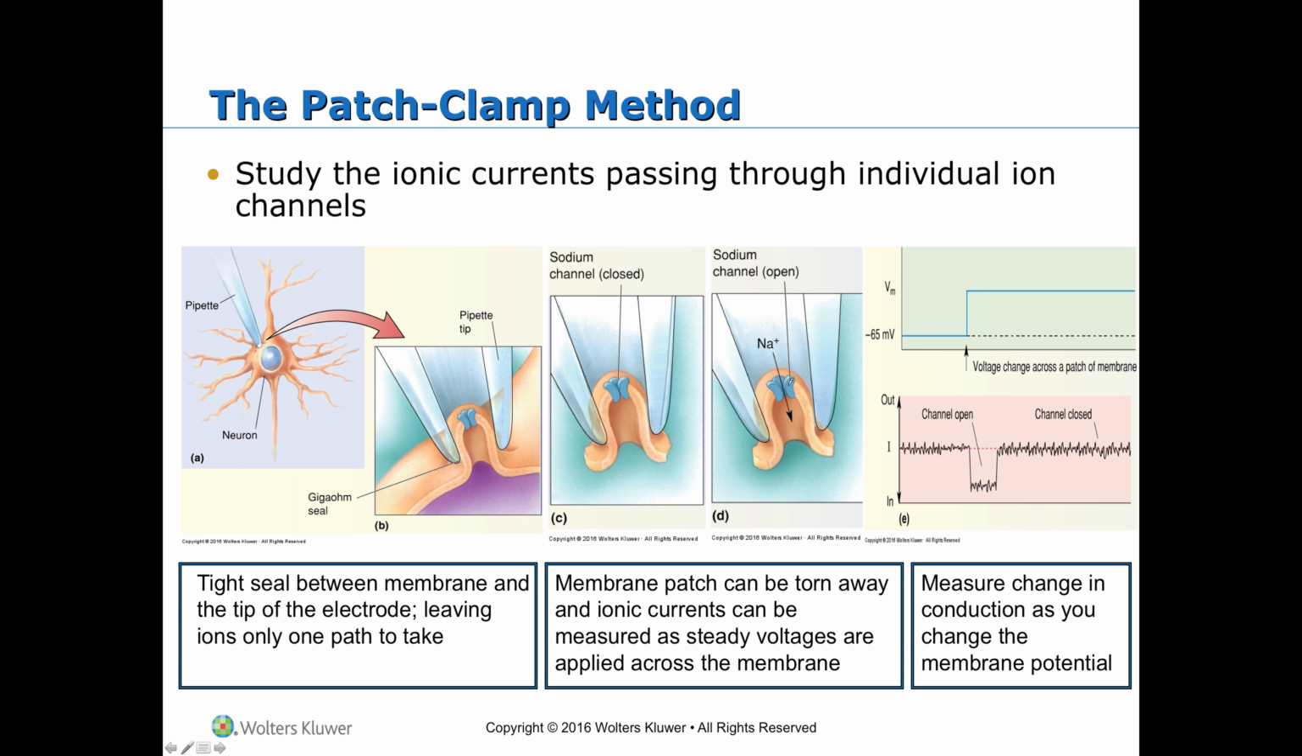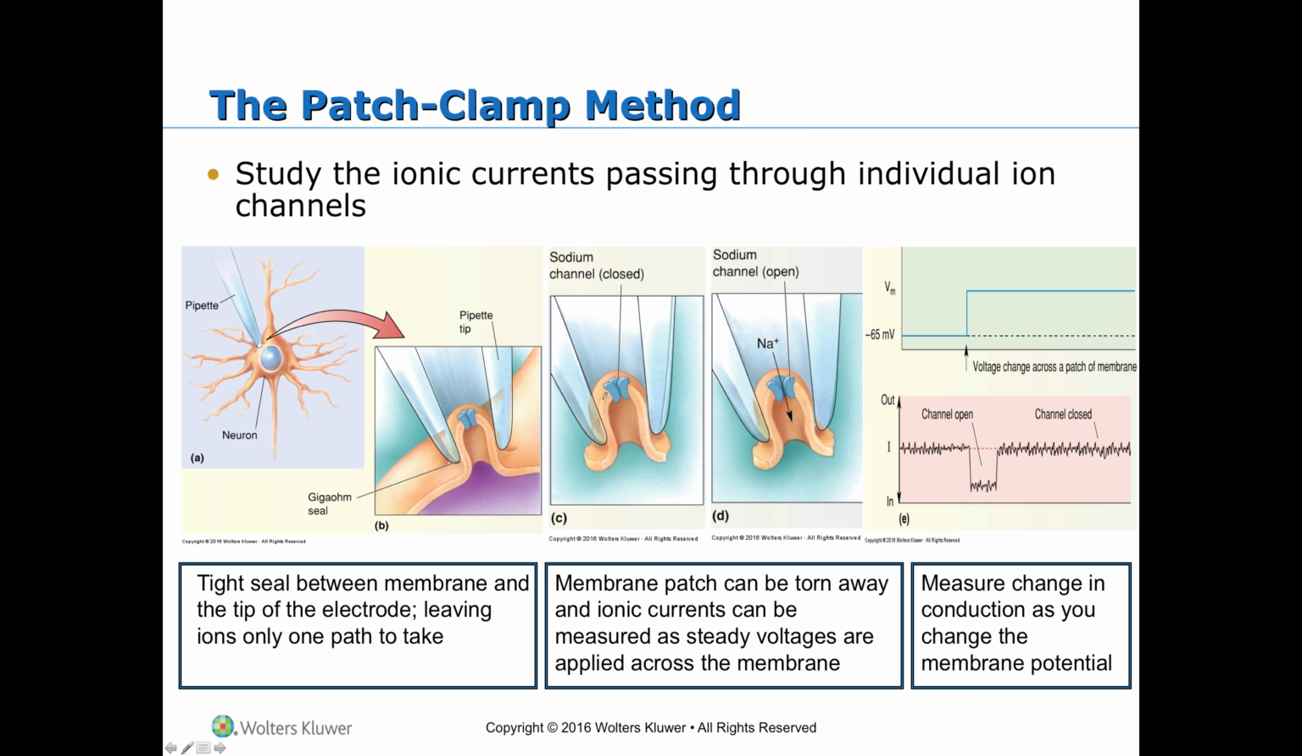So patch clamp methods are important techniques used to study ionic currents passing through individual ion channels. And this is what electrophysiologists are able to do in studying each of these individual receptors or pores or channels. What's done in patch clamp methods is you make a tight seal between the membrane and the tip of the electrode, leaving ions only one path to take. So using a gigaohm seal, through this pipette tip, you're able to make a seal between the membrane and the tip of the electrode.